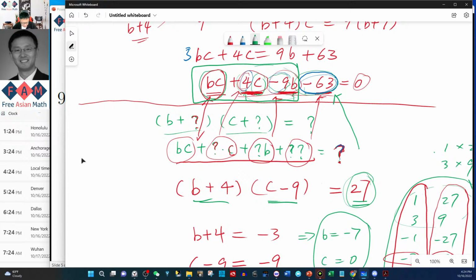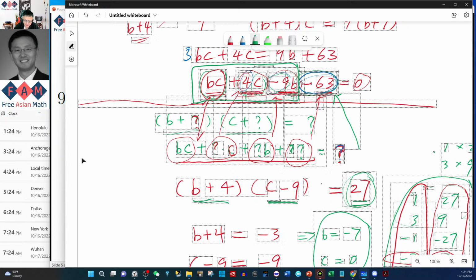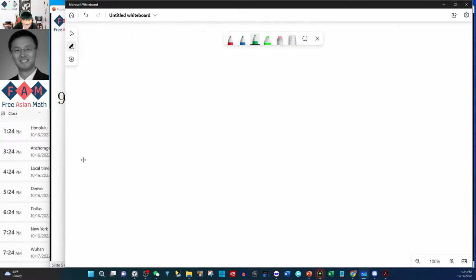Okay, and this trick will appear again and again in AMC 8 or Mathcounts. Quite a routine trick. Okay.